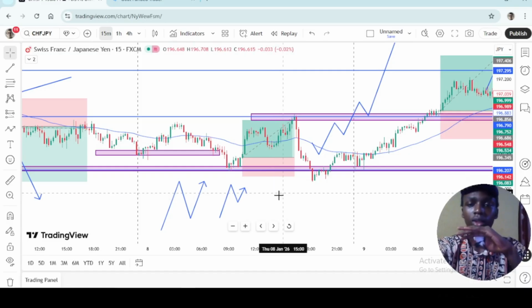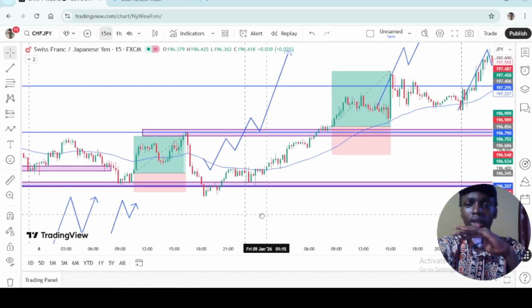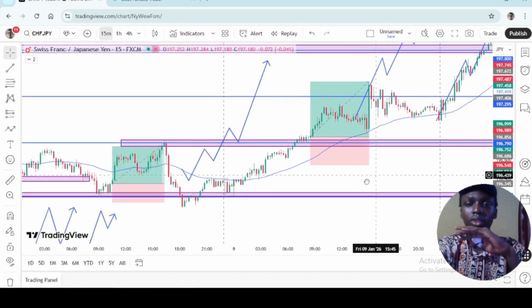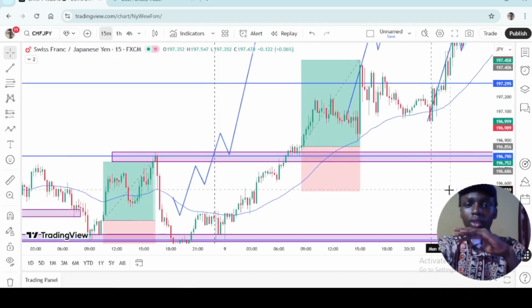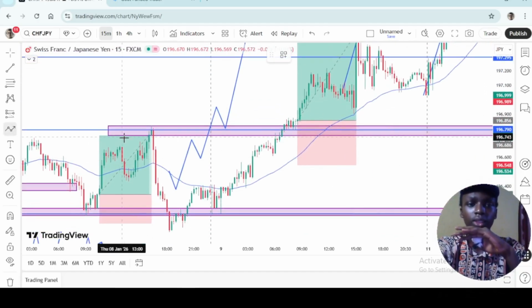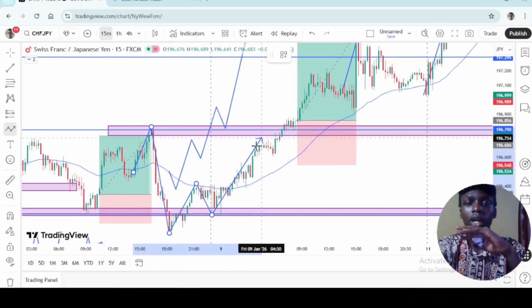So let's continue. You can see another retest strategy. This is the kind of retest that I'm talking about. You can see right here, I have marked this zone out. You see it come up. This is our recent high right here. You can see it come down, come up, come down, and come up back.